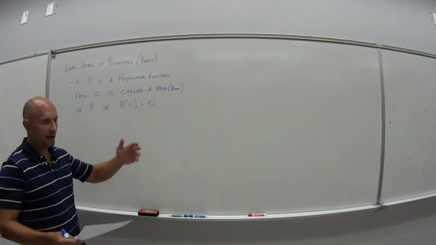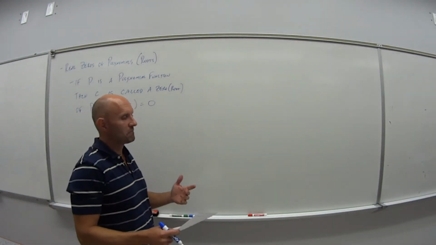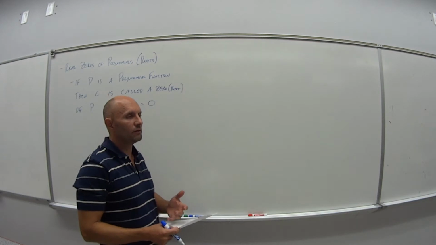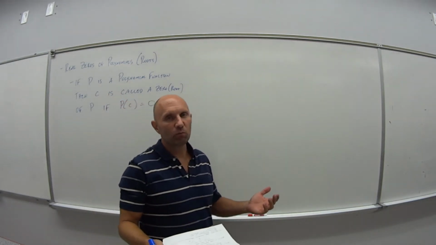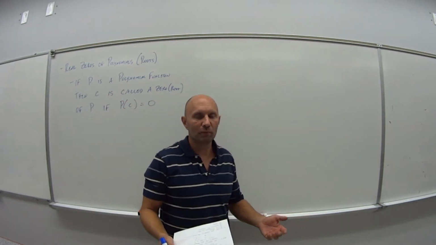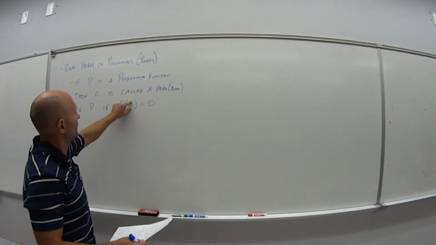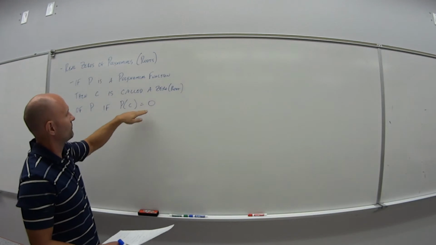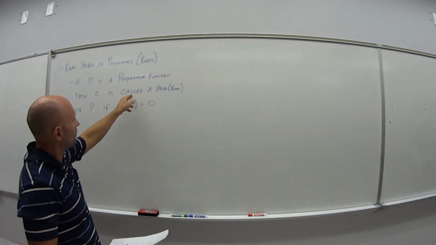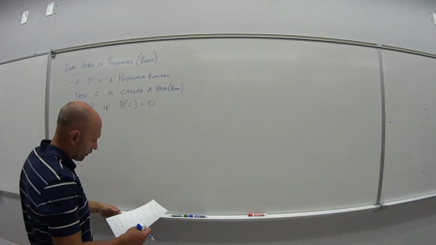So basically, if I have some polynomial function and I ask you, is C equal to 1 a root of the polynomial or a zero of the polynomial? Well, you would plug 1 into the polynomial function, simplify it, and if it simplifies to 0, then yes, it's called a zero or it's called a root.